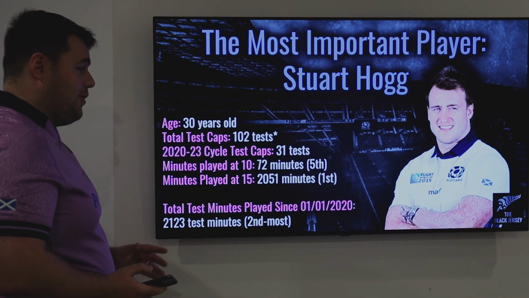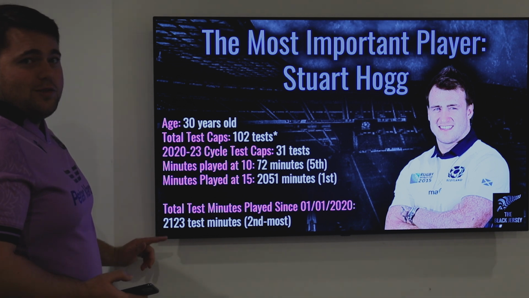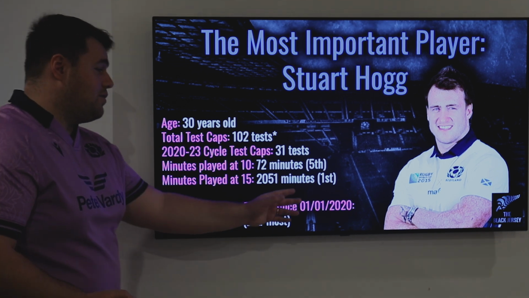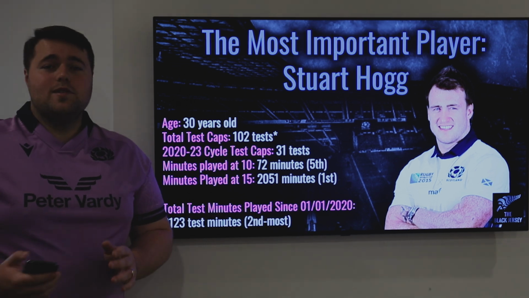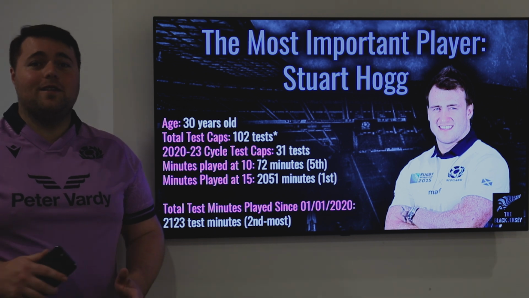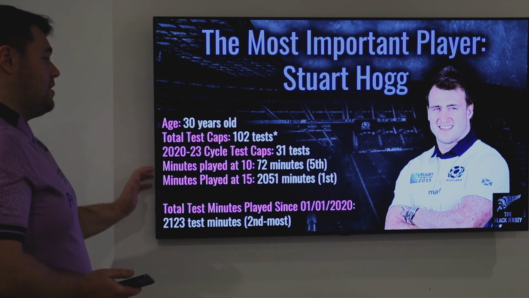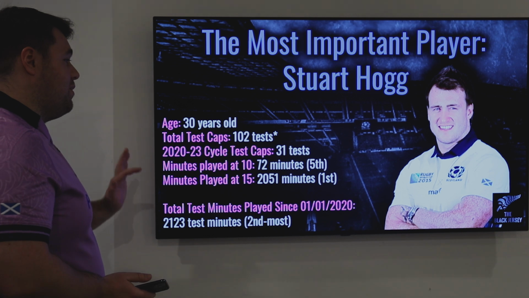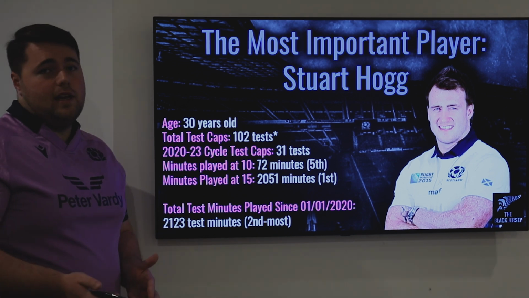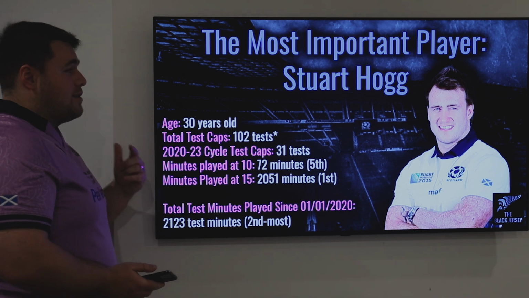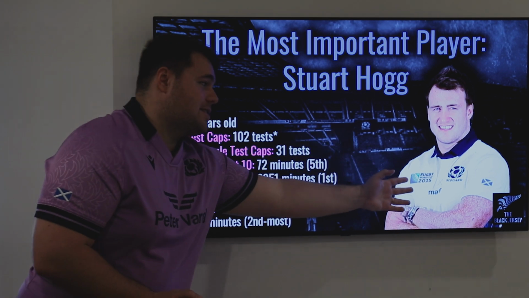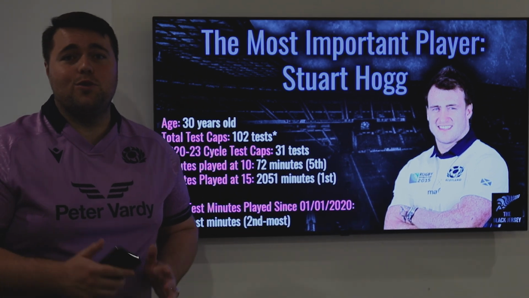That's why I'm ending this video off with the fact that he is the most important player in this Scottish team. He's played a total of 2,123 minutes in the Gregor Townsend era since the 1st of January 2020. He also played a fair total in Townsend's previous era in the late 2010s. As we can see, Hogg played a few minutes at 10 and a few at 15, and he's played 31 of the total tests this decade to add to his total of 102, and that's including 2 tests for the British and Irish Lions.